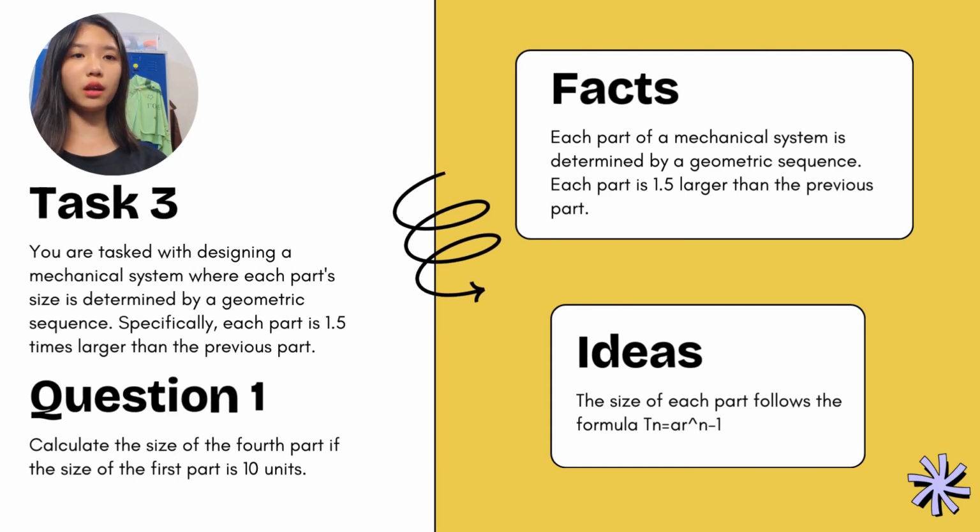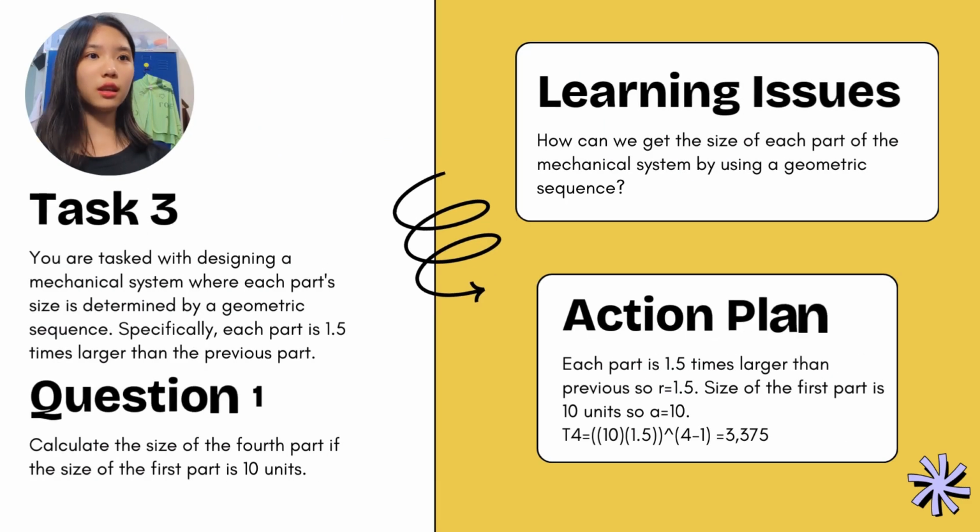For test 3, question 1, calculate the size of the fourth part if the size of the first part is 10 units. The fact of this question is, each part of a mechanical system is determined by a geometric sequence. Each part is 1.5 times larger than the previous part. So the idea for this question is, the size of each part follows the formula Tn equals AR to the power of n minus 1. The learning issue of this question is, how can we get the size of each part of the mechanical system by using a geometric sequence?